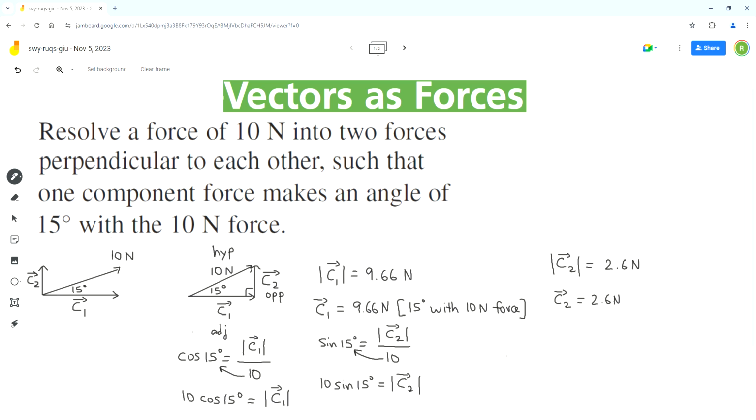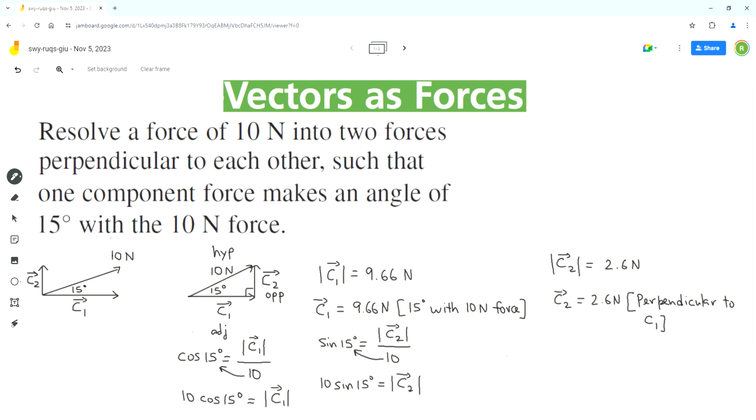So the magnitude is 2.6 Newtons, and the direction is perpendicular to the 9.66 Newton force. So the direction of C2 is perpendicular to C1.